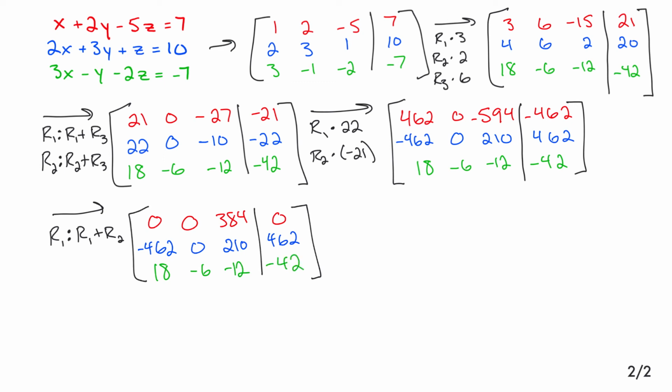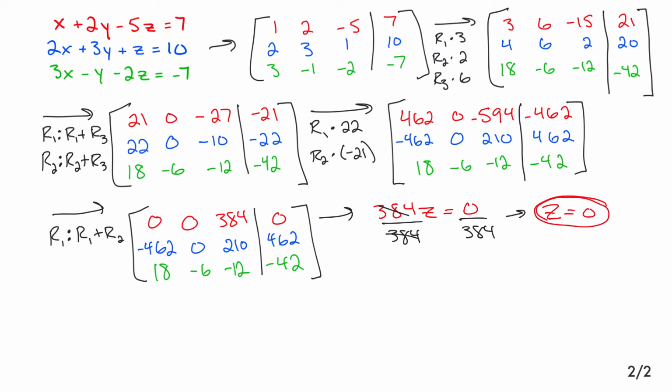And now we actually have accomplished what we wanted. We have a single row with 2 zeros, a single row with 1 zero, and a single row with nothing but numbers. So we can use that top row, we're going to have 384z is equal to 0. You would divide both sides by 384, and we would get that z is equal to 0.